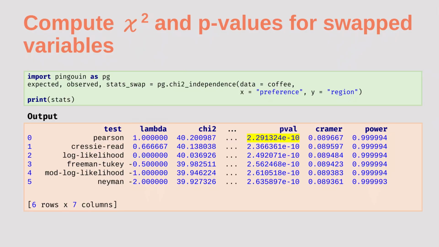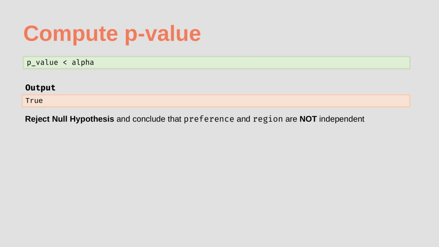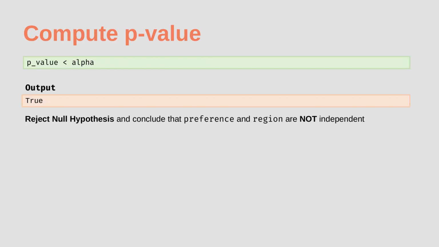Also, something to note, we didn't consider the tails, and the chi-square independence method doesn't include an alternative argument. This is because the chi-squared test statistic is calculated using the square of the observed and the expected counts, and since squared numbers are always non-negative, chi-squared tests are typically right-tailed tests. Since the p-value we computed from the chi-squared test is less than the significance level of 0.05, we can reject the null hypothesis and conclude that preference and region are not independent.